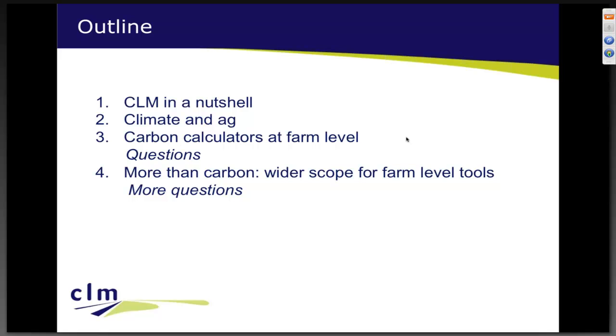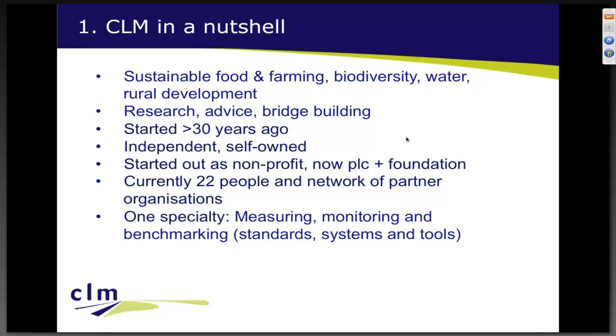Then we'll have a look at carbon calculators, just a few of them, and not very much in depth because that would mean going into Excels and everything. Then we'll have a break because I'll be hoarse by speaking for half an hour, give you time to ask some questions. Ending up at the end for a few more minutes about more than just carbon, going beyond it and including other stuff like biodiversity into farm level tools. That's what I'm going to do in the next half hour.